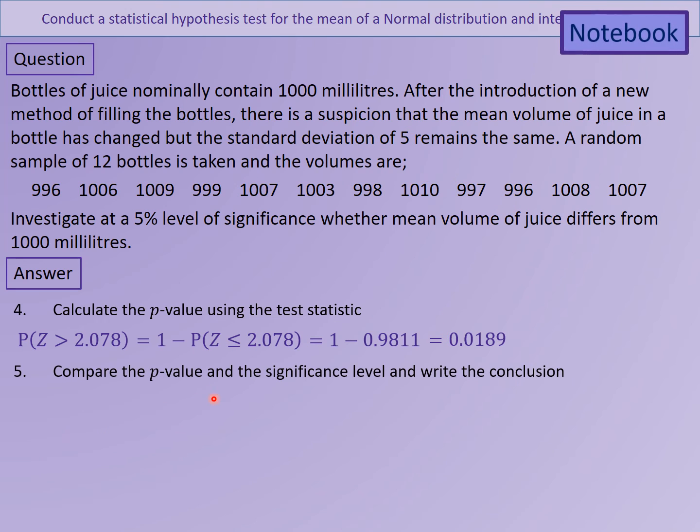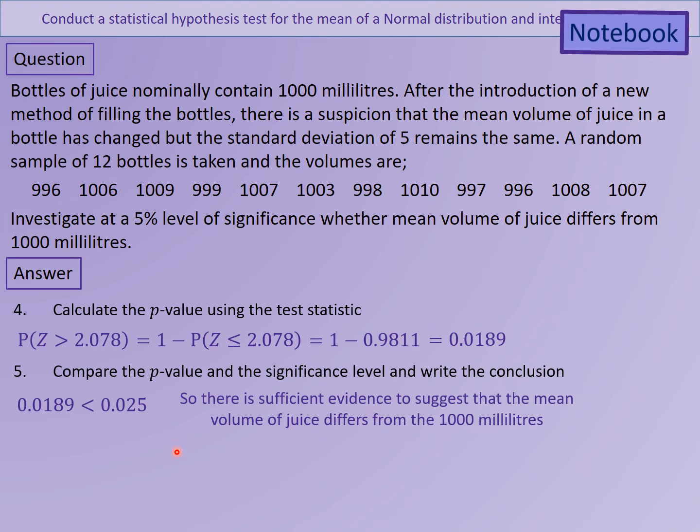So we compare the p-value and the significance level, and we can write our conclusion. In this case, 0.0189 is less than 0.025. So there's sufficient evidence to suggest that the mean volume of juice differs from 1,000. It was smaller than what we expected, so we doubt the claim by the company, or in this case, we doubt whether the machine has managed to keep it at 1,000 millilitres.